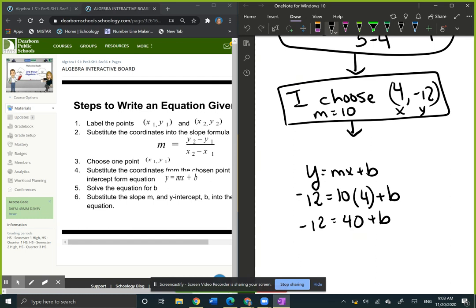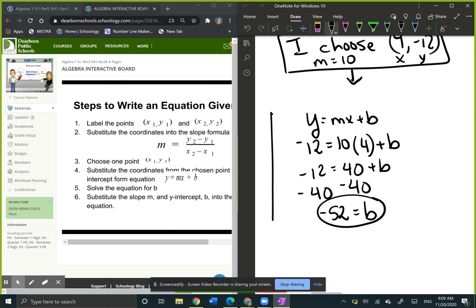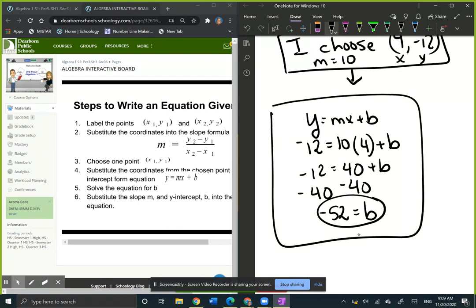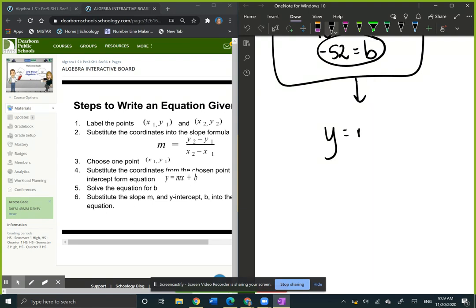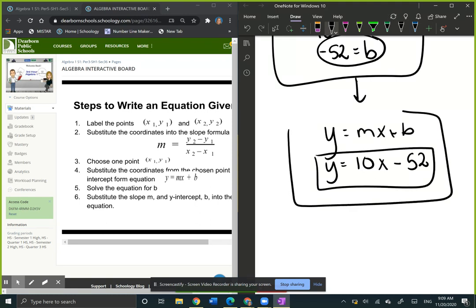Now it says solve the equation for b. So I'm going to subtract 40 from both sides. So I get negative 12 minus 40 is negative 52 is equal to b. Okay, now you need to substitute the m and the y-intercept b into the equation. So y is equal to mx plus b. So y is equal to 10, because our slope was 10, x minus 52. That's our answer. And that's it. We are finished.